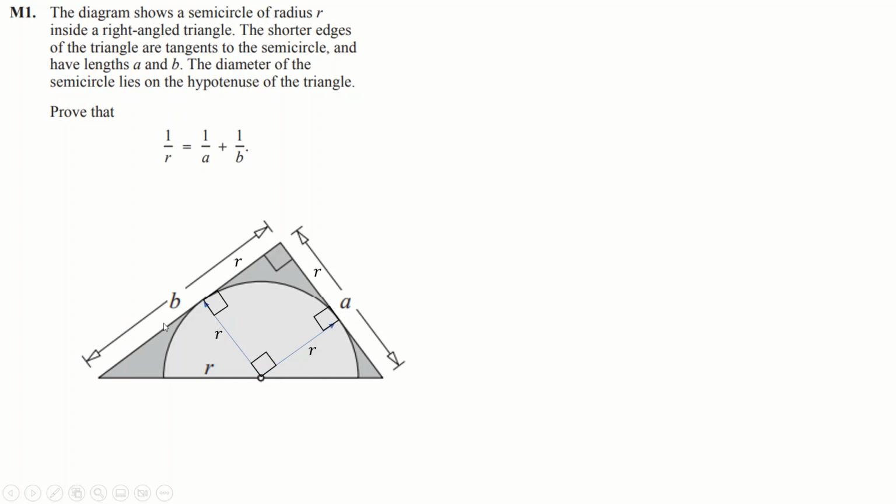And if you wanted to, you could label this length as b minus r and this length as a minus r as well. And there's a few things you could try here. You could try some Pythagoras, which will give you some very nasty expressions. The key here is thinking about area.